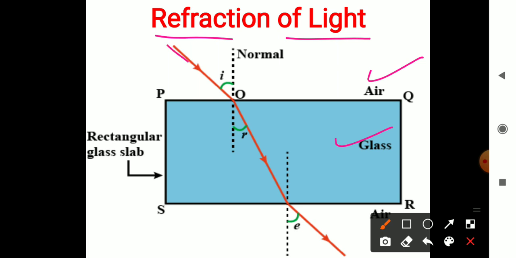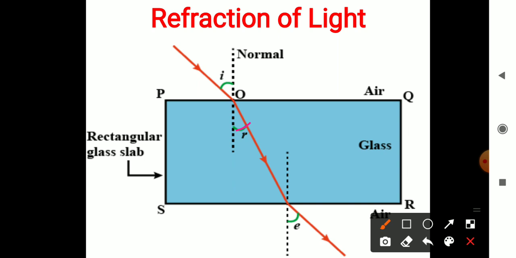So this is an incident ray, because it is incident on one surface of the glass. The incident ray is traveling from the air and enters the glass. So glass is a denser medium. This is the normal, because it is perpendicular to the surface of the glass slab. Now when the light travels from a rare to a denser medium, it will bend towards the normal.